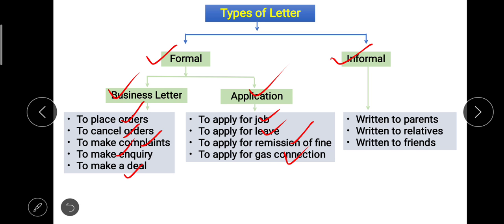When we talk about social letters, we write these letters to our parents, our relatives, and our friends, just to inquire about their health, communicate some personal messages, to congratulate them on their achievements, and we even write condolence letters on the demise of the kith and kin of people.